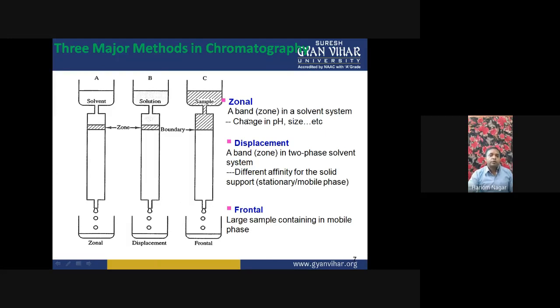This is in the solvent system, and this is the band of the component. By changing the pH or size of the components, this can be changed, meaning it depends upon the size and pH of the components. Second is displacement of band zone in a two-phase solvent system. So in the two-phase solvent system, there is displacement of the components.